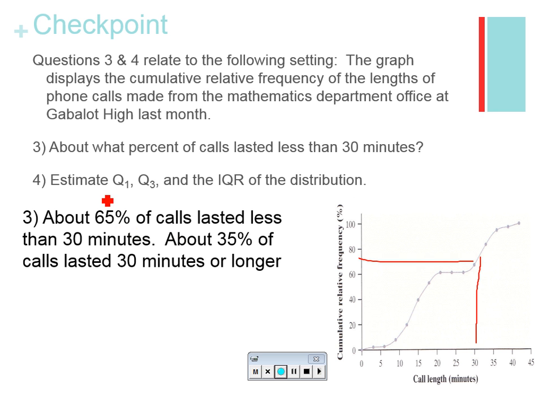And then question 4 asks you to estimate the first quartile, the third quartile, and the interquartile range of the distribution. So just remember a couple things with this. Remember that Q1 represents the 25th percentile, and Q3 represents the 75th percentile.